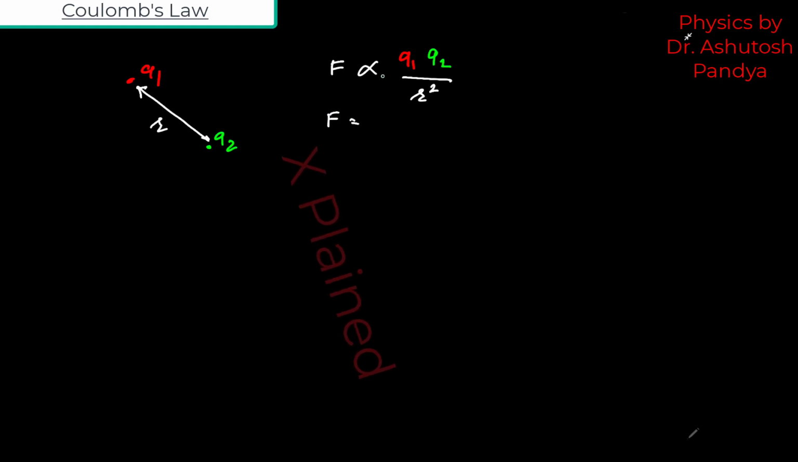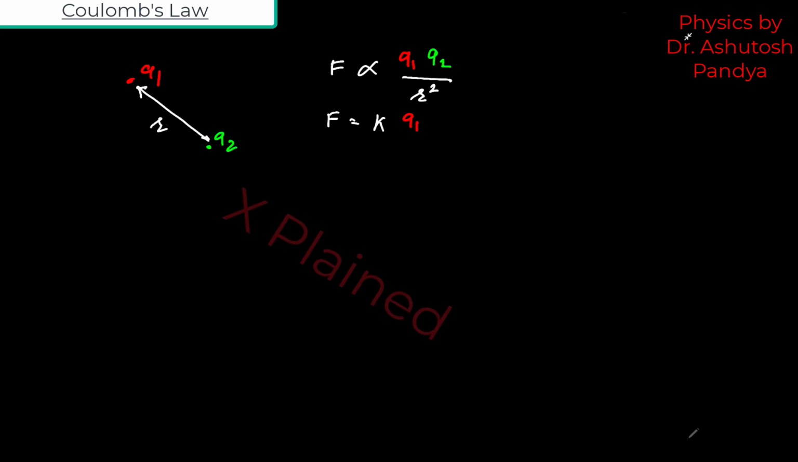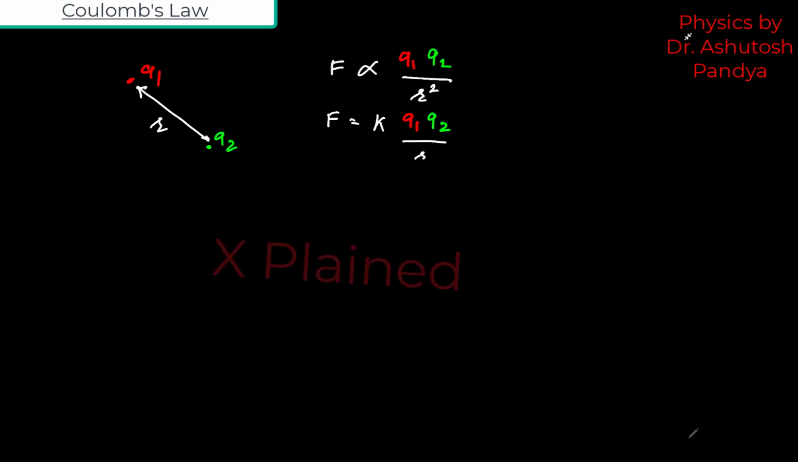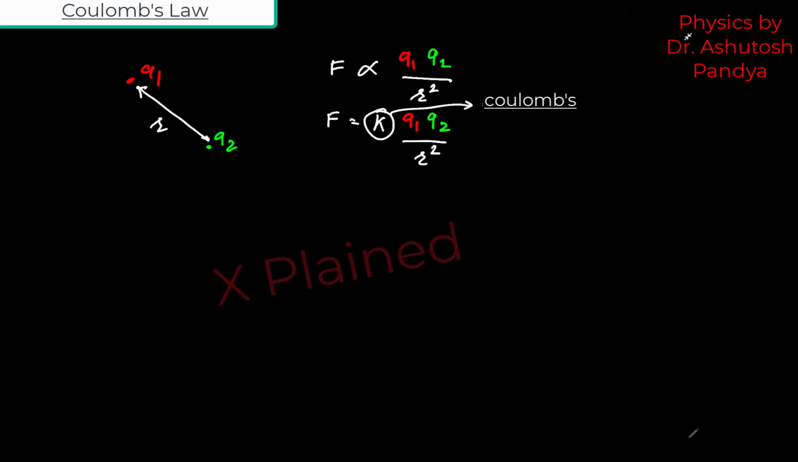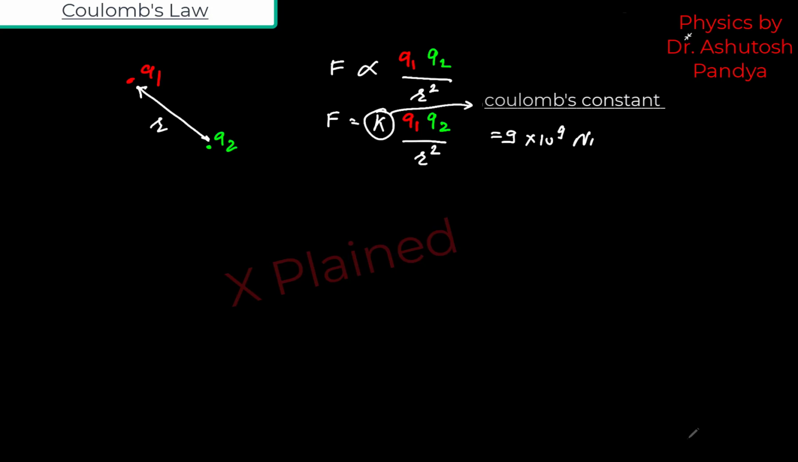So if we remove the proportionality, we have to place one constant. So we will get the force between two charges as F = K Q1 Q2 upon R square, where K is known as Coulomb's constant and its value is considered as 9 into 10 raised to 9 Newton meter square per Coulomb square.